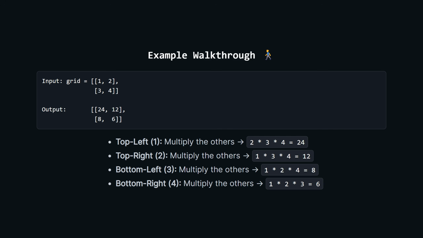Let's walk through the first example. Our input is a tiny grid with the numbers 1, 2, 3, and 4. For the top left spot, where the 1 is, we ignore the 1 and multiply the rest: 2 times 3 times 4, which is 24. For the top right spot, where the 2 is, we ignore the 2 and multiply 1, 3, and 4, giving us 12. We repeat this process, and we get our final output grid of 24, 12, 8, and 6.